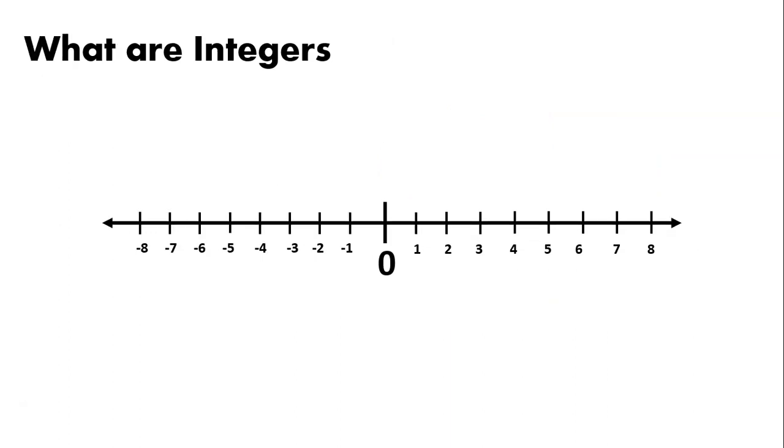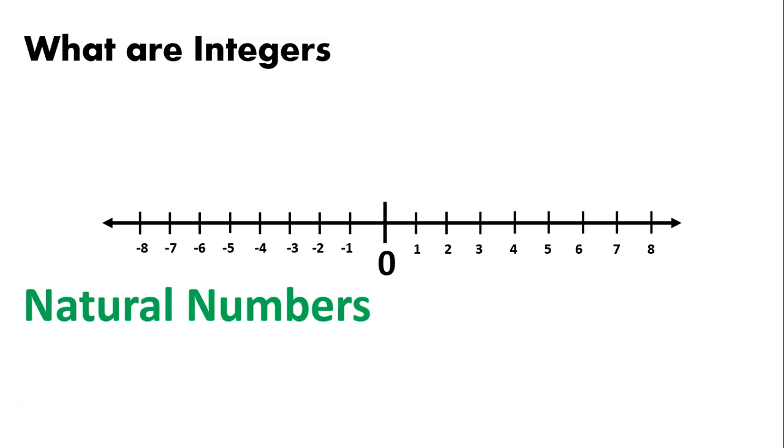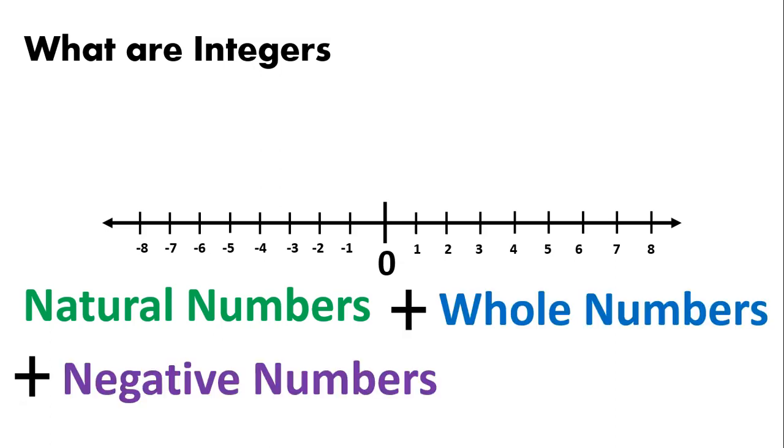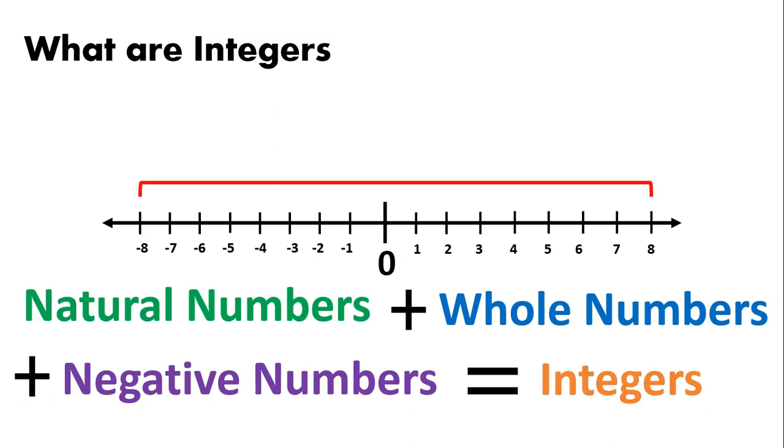What are integers? So the collection of natural numbers and whole numbers and negative numbers all come under integers. So integers are the collection of all the numbers from the negative to the positive numbers. So here in our number line, all of these numbers are integers. They are represented with the letter Z, which is derived from the German word zählen, meaning to count.